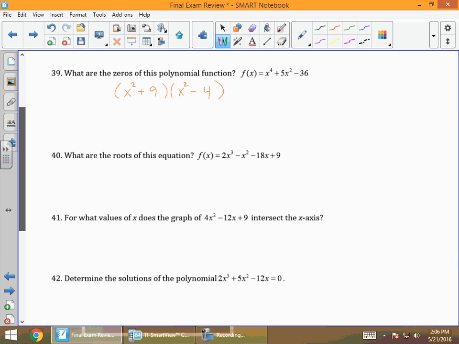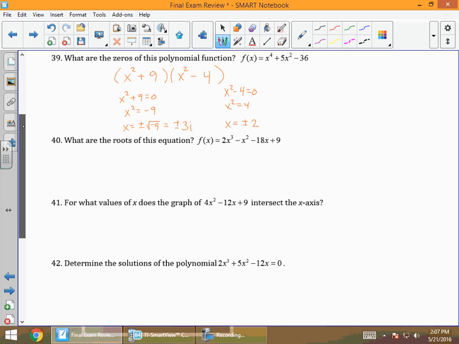And then if I want to solve these two things, x squared plus 9 equals 0. So x squared equals negative 9. So x equals positive or negative the square root of negative 9, which I know is 3i. The other one is x squared minus 4 equals 0. So x squared equals 4. Square root both sides, x equals positive or negative 2. Because it is x to the 4th, I do know that I need 4 answers. I get 3i and negative 3i, that's 2 of the answers, and then 2 and negative 2 are the other 2 answers.